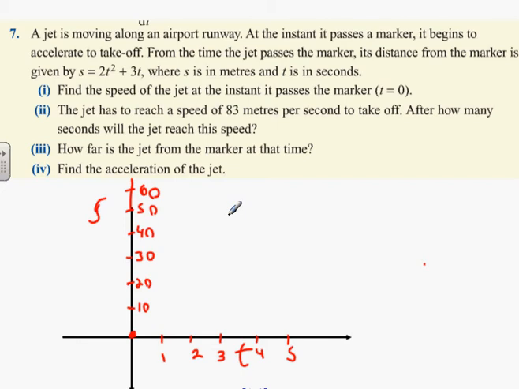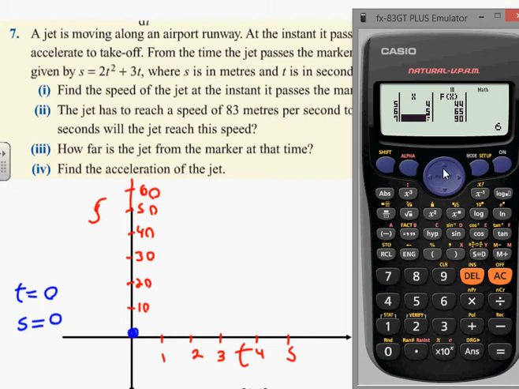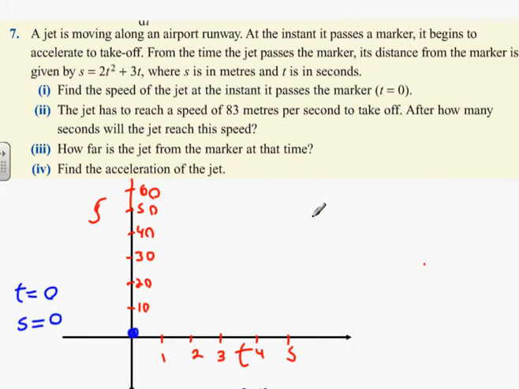Starts off at 0, 0. What does this mean? At time equals 0, it has travelled no distance. Does that make sense? Everybody happy with that? Sam, get off your phone. Okay. Next one after that is 1, 5. What does 1, 5 mean? After 1 second, it's travelled 5 meters.